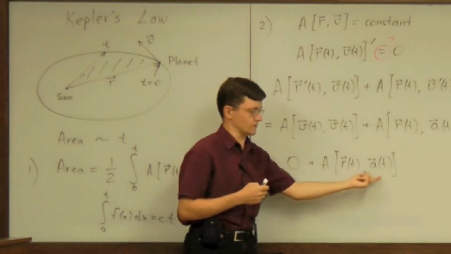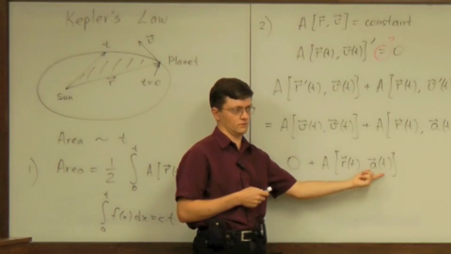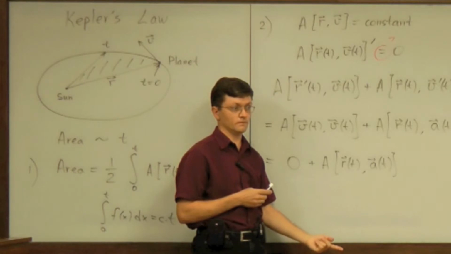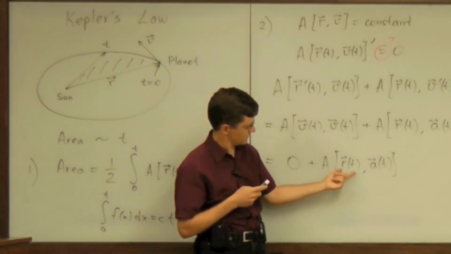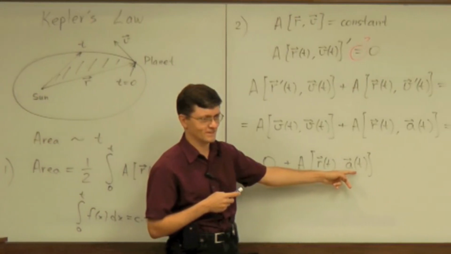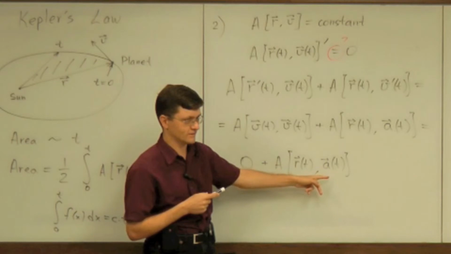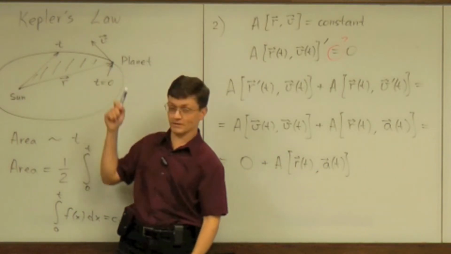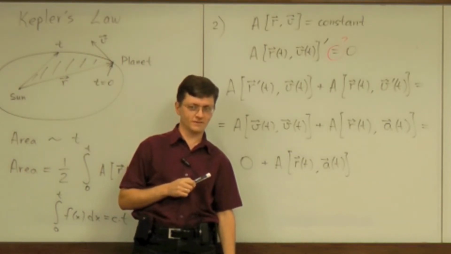So what do we expect? What would make this 0? Well, there's no velocity here. Acceleration is constant. Acceleration is 0. Well, is the acceleration of a planet 0? No. Unfortunately, no. Never.